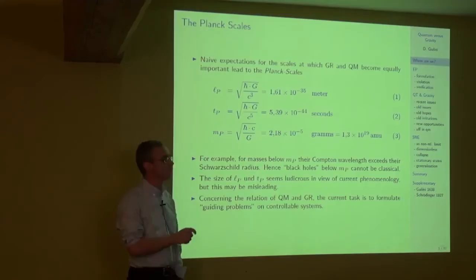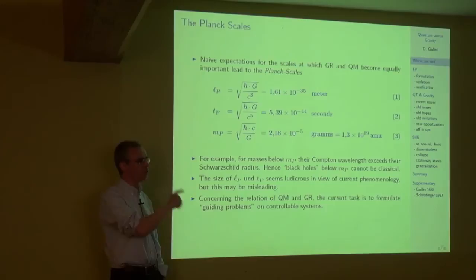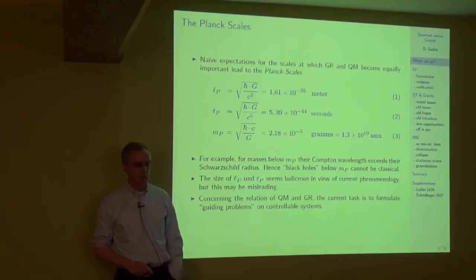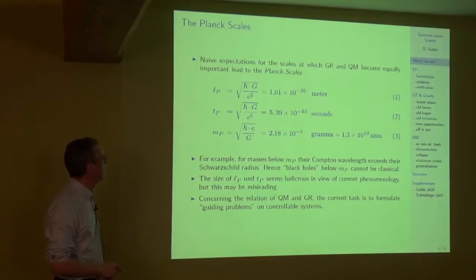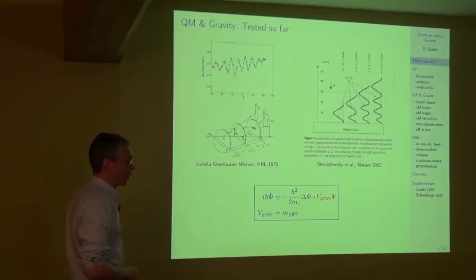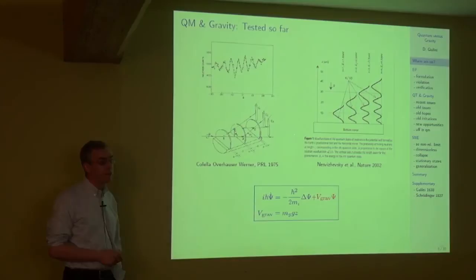It's not clear that you have to go to these scales. It's a kind of sufficient condition. So if you are at these scales, then probably some theory of quantum gravity should take over. But the converse does not hold. So the converse says, presumably you can see interesting effects that have to do with quantum theory and gravity even before you reach these scales. So what is known actually about the relation between gravity and quantum mechanics? And the answer is very, very little.